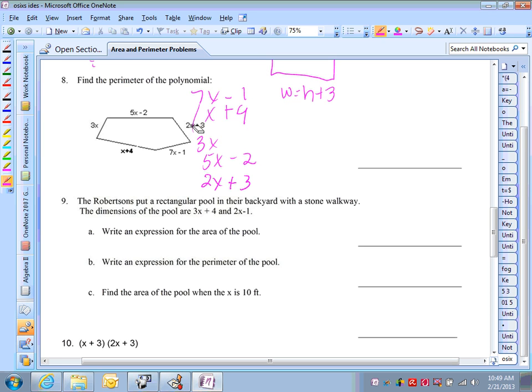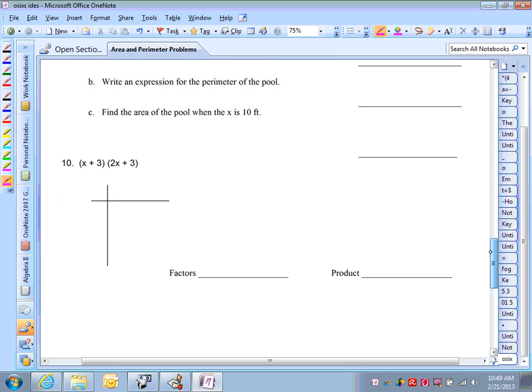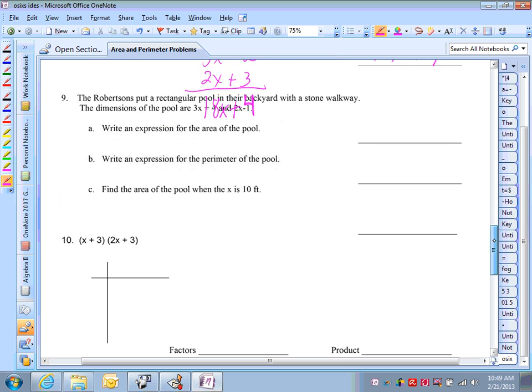So watch what I do now. I'm using the vertical method to add all these up. So I add up all my numbers. -1, 4, -2, and 3. And that gives me 4. Okay, then I'm going to add up all my x's. 7x plus x plus 3x plus 5x plus 2x. That is 18x. So the perimeter is 18x plus 4. I just add up all of my sides. Okay? Let's move on to number 10.